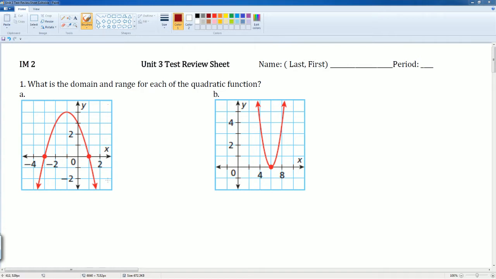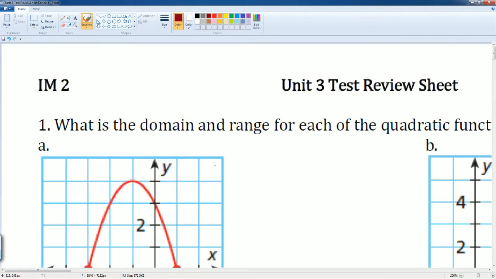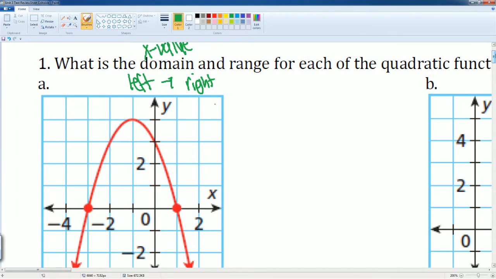The domain, let's look and see what the word domain means. The domain is referred to as the x value. And to find the x value, you can look at it from left to right. So let's see here for this one. You are looking at it from left to right.